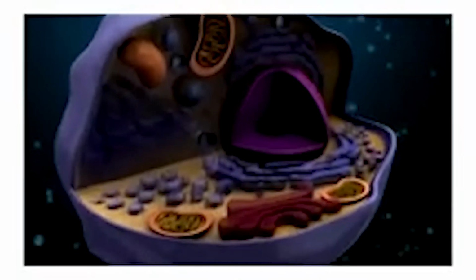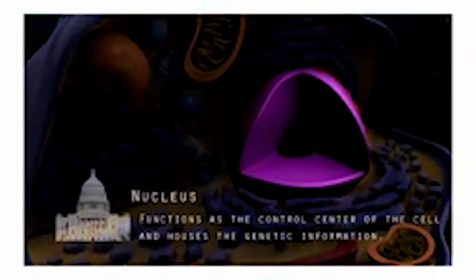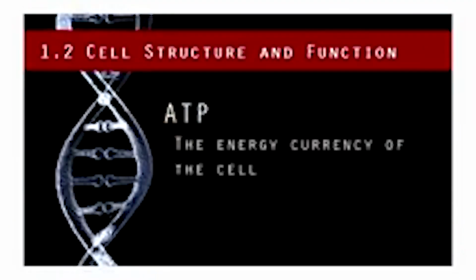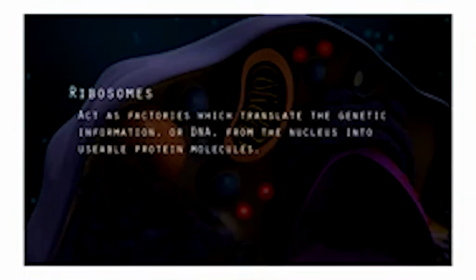The nucleus is like the Capitol building of the city because it functions as the control center of the cell and houses the genetic information, or instructions, for what the cell is supposed to do. The mitochondria functions as the powerhouse of the cell by producing the energy the cell needs to perform its duties. This is just like a power plant providing energy for a city to use. The energy currency of the cell is ATP. The ribosomes act as factories which translate the genetic information, or DNA, from the nucleus into usable protein molecules. Proteins do the work in the cell.